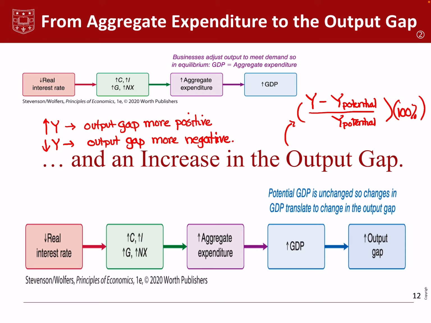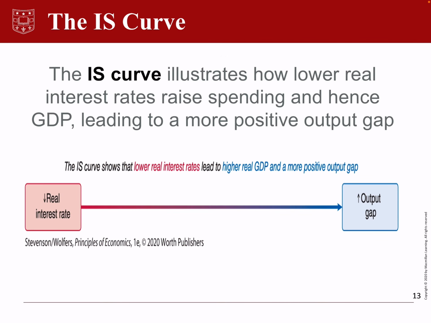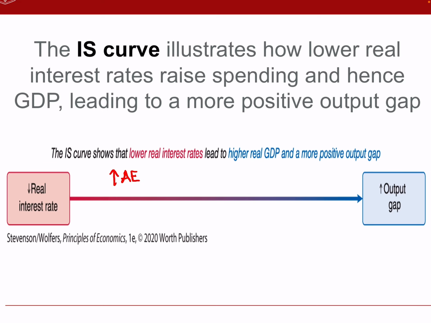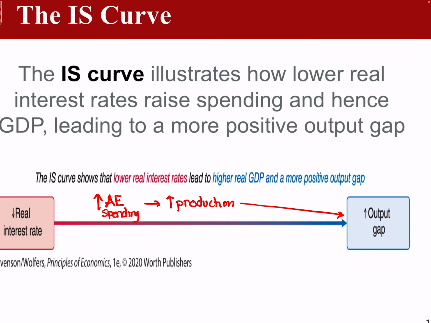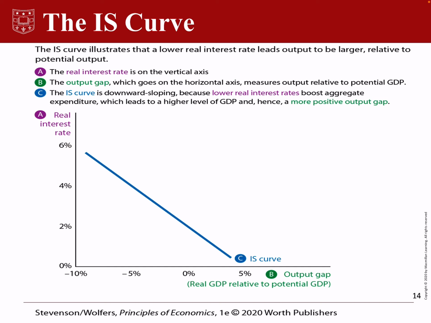So now what we can do is put this together in our characterization of an IS curve. An IS curve is going to illustrate how lower real interest rates are associated with a more positive output gap, and conversely, higher real interest rates are associated with a more negative output gap. So changes in the real interest rate, right, a decrease in the real interest rate leads to an increase in aggregate expenditure or spending in the economy. That leads to an increase in production, which leads to a more positive output gap, and vice versa. So that's what we have.